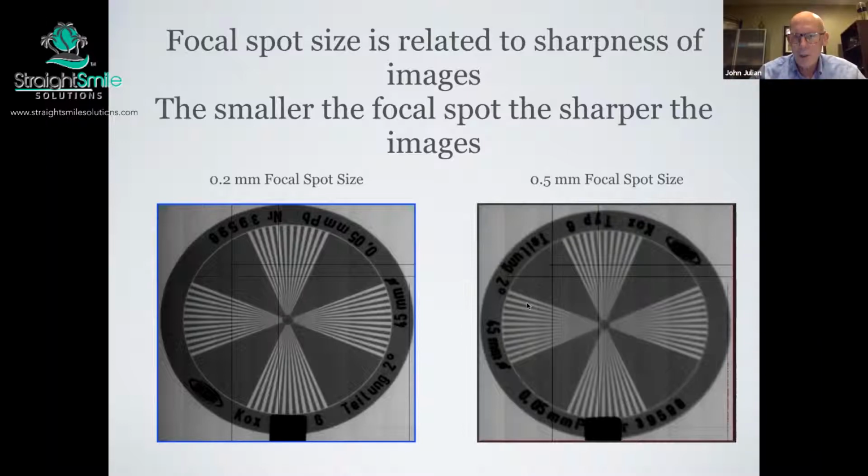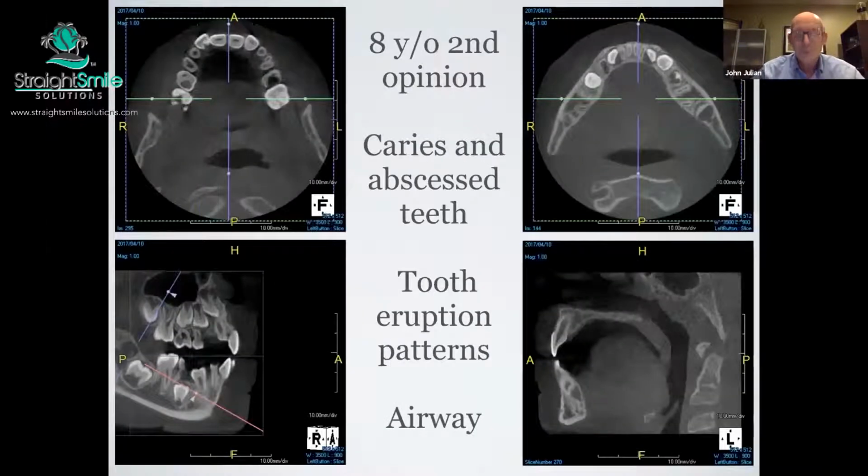Cost is not the issue. They all cost too much. But if you're going to get a good quality image, you need to look at things like focal spot size, number of slices, the voxel size. There are many aspects of cone beam technology you want to look at prior to purchasing. So when the price sounds really good, make sure you're getting the best quality image.